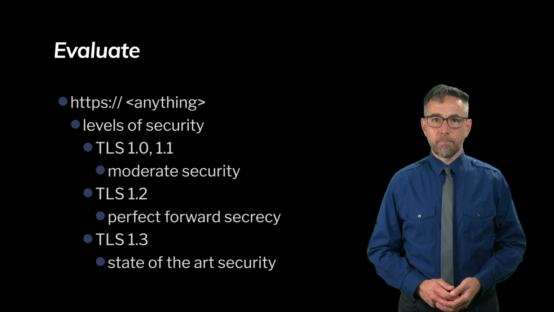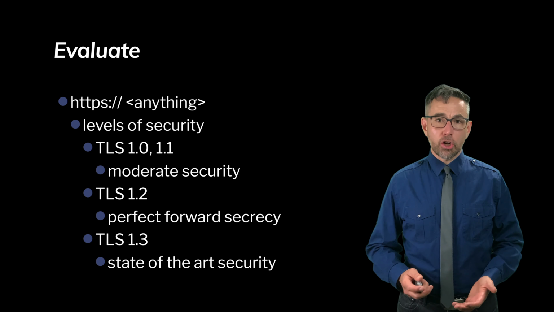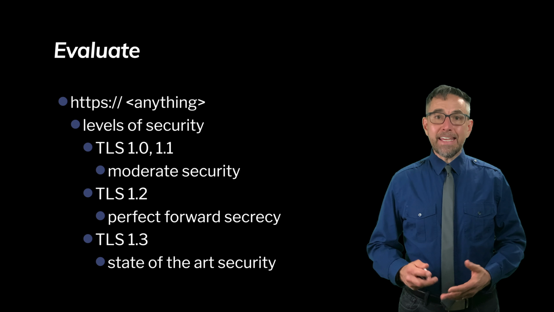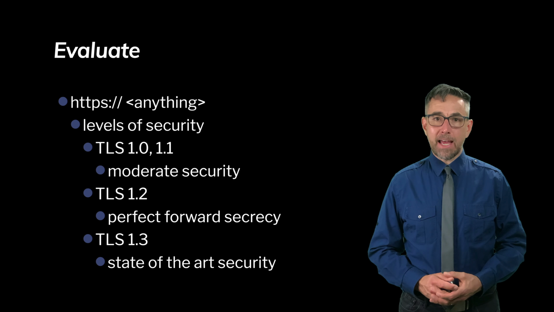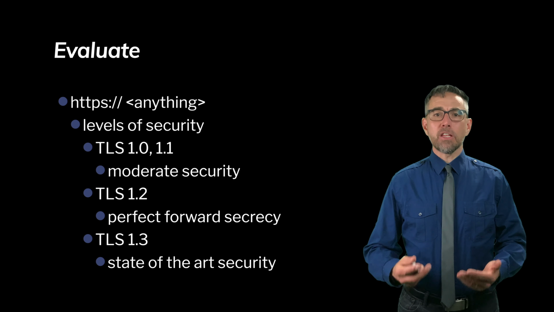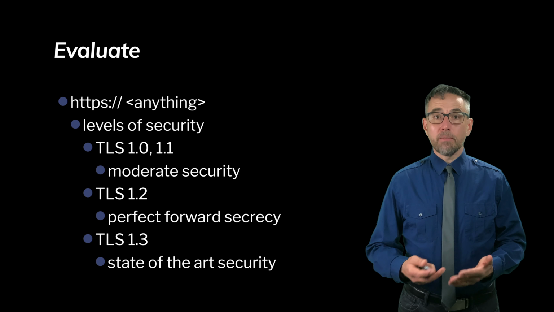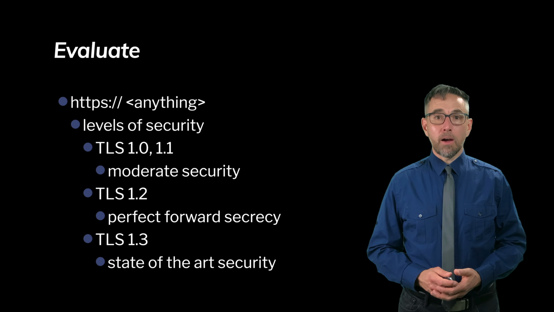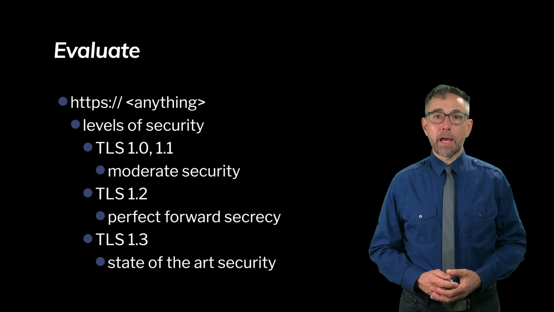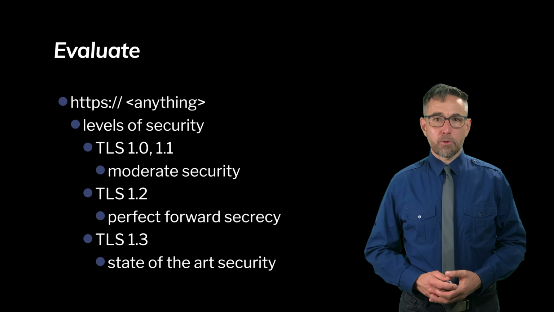In contrast, if you send a request using HTTPS, you have a secure connection between the origin and destination. The computers along the way can't tell what's being sent. There are several different levels of security, however, that you as a user of a web browser don't necessarily know which one you're using. TLS 1.0 and 1.1 provide moderate security. This is not perfect forward security.